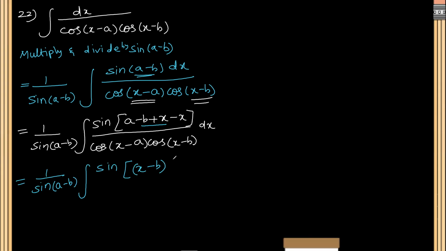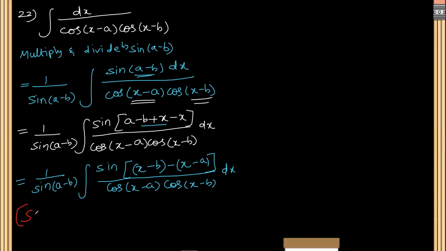So I'm taking minus 1 as common, so this minus x becomes plus, a becomes minus. So we get the arguments as whatever we have in the denominator, the denominator as it is, cos of x minus a into cos of x minus b dx. Now the numerator resembles sine of a minus b.